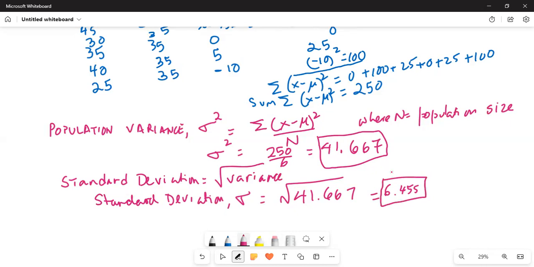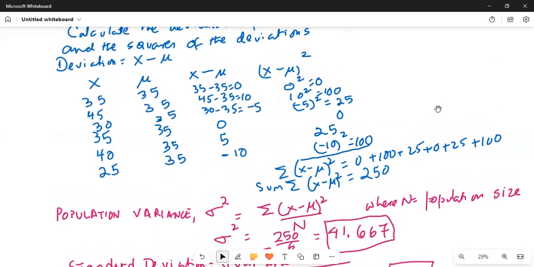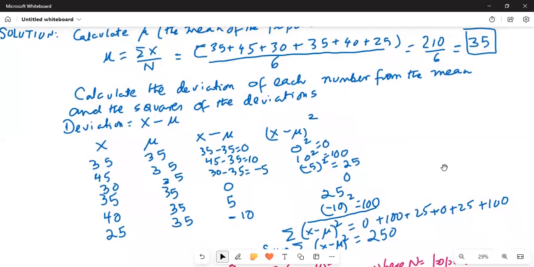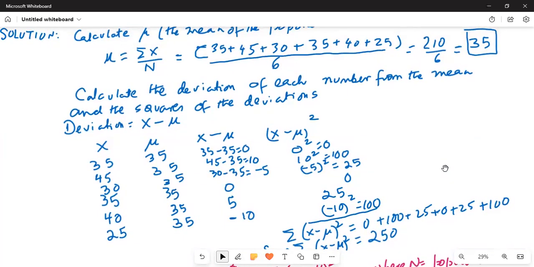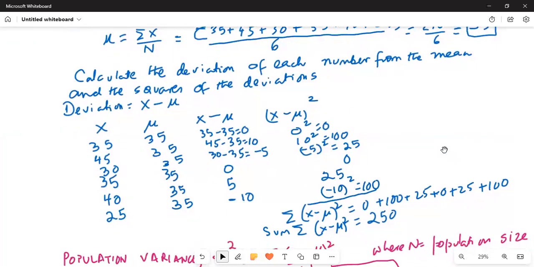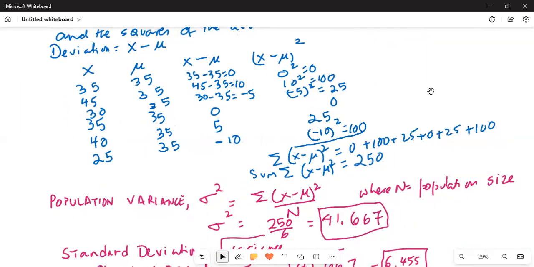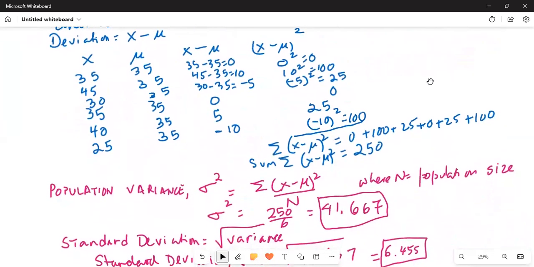What did I do? Okay, let's move up a little bit and quickly recapitulate what I did. What I first did was I found out the population mean, which is the sum of all the numbers divided by the population size, and that worked out to be 35. Then I found the deviation of each number from the mean, which is x minus mu. Once I found the deviation x minus mu, I squared those deviations. Then I added the sum of the squares of the deviation, which worked out to 250.